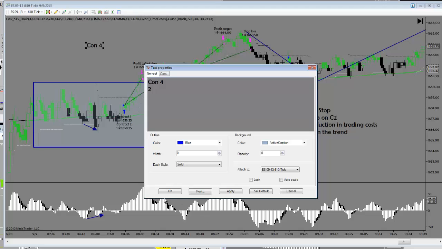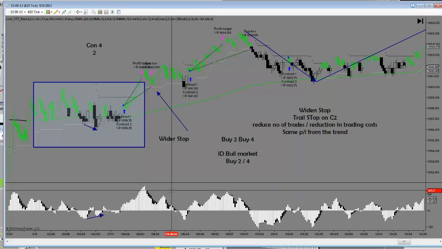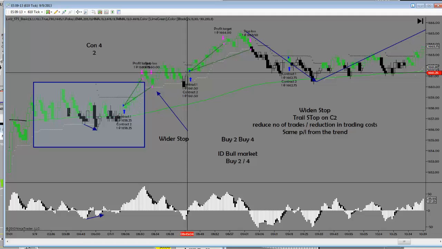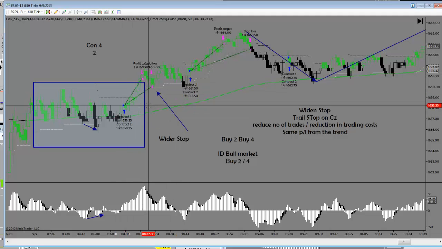I'm still in the market for the same basic period of time. You see that there's a period from 8:34 to 8:45, so about 11 minutes right there where my money was at risk in the market if I would have widened the stop on that trade.